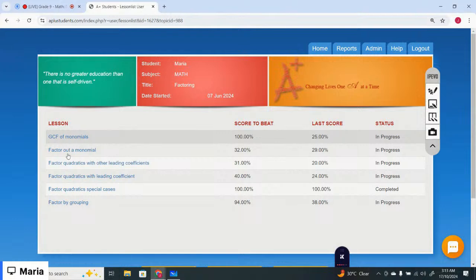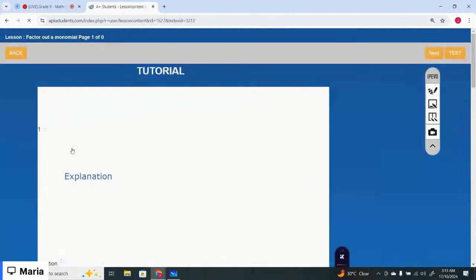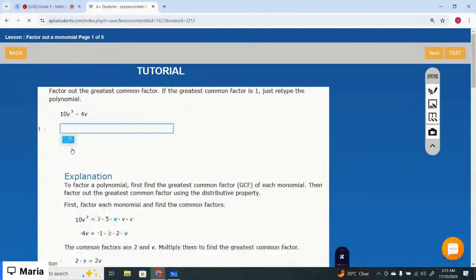The next lesson is factor out a monomial. Let's just start with the next lesson. Factor out the greatest common factor. If the greatest common factor is 1, just retype the monomial. Okay, you have 10v cubed minus 4v.